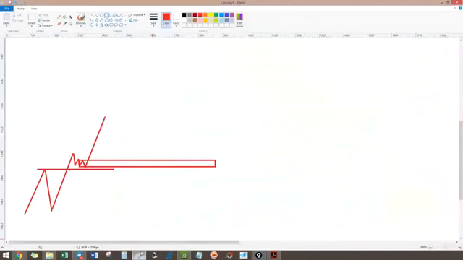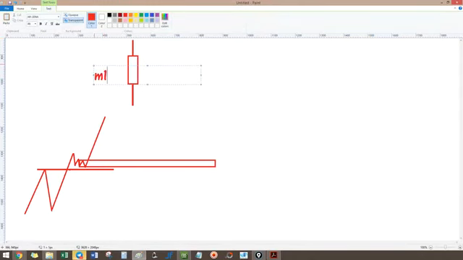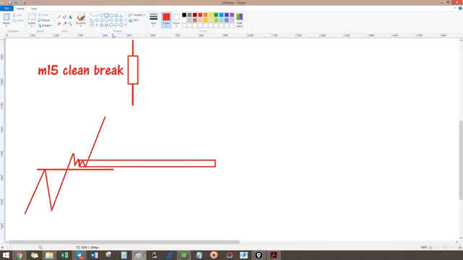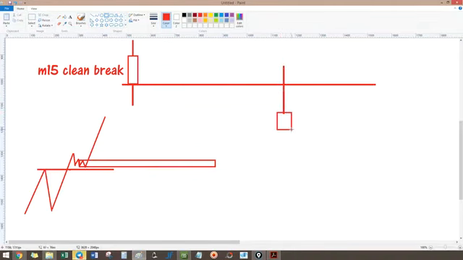Like this. If this is the M15 clean break you're using, then you need to wait until the M15 candle closes. Okay, M15 candle rejection, and then it closes, and then you can enter your trade.